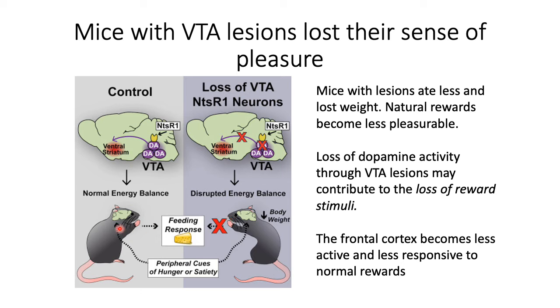And so, just on this study alone, they found that mice with lesions ate less and lost weight. That means that their natural reward pathways were manipulated, and so they basically got less pleasure out of it. So that's why they didn't have the desire to do it over and over again. And so they related that to the loss of dopamine activity in the VTA. They said that if you lose dopamine activity in the VTA, you can also lose the feelings of reward stimuli.